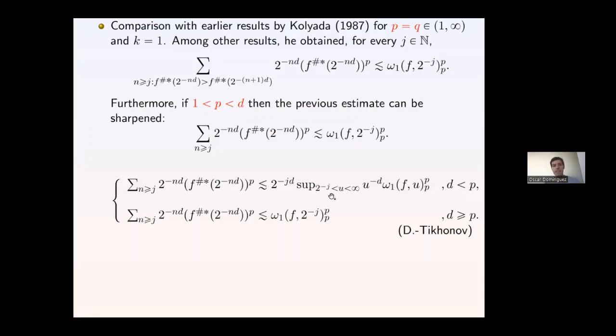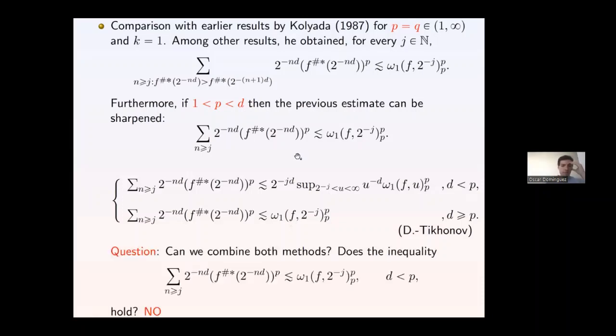Concerning the case that d is strictly larger than p, both inequalities coincide. We give a completely different approach to this inequality, so we are not relying on the techniques given by Colliada, but we arrive at the same result if p is strictly less than d. But our result also covers the extreme case when d is equal to p, which was left open in this paper.